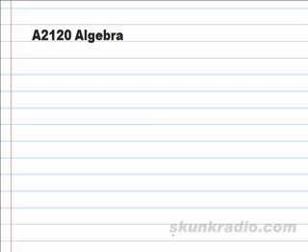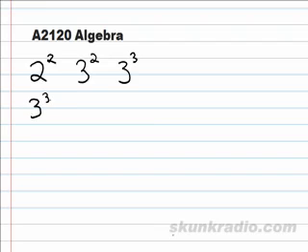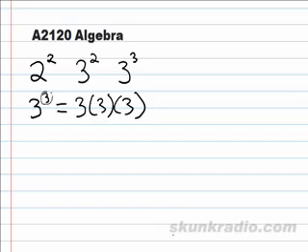Exponents in algebra or math are the little numbers that are written up in the top right corner. And this means multiply 2 by itself 2 times, or 3 to the second power, or 3 to the third power, or 3 cubed. So 3 cubed is the same thing as saying 3 times 3 times 3. This exponent number tells us how many times to multiply the base number by itself.